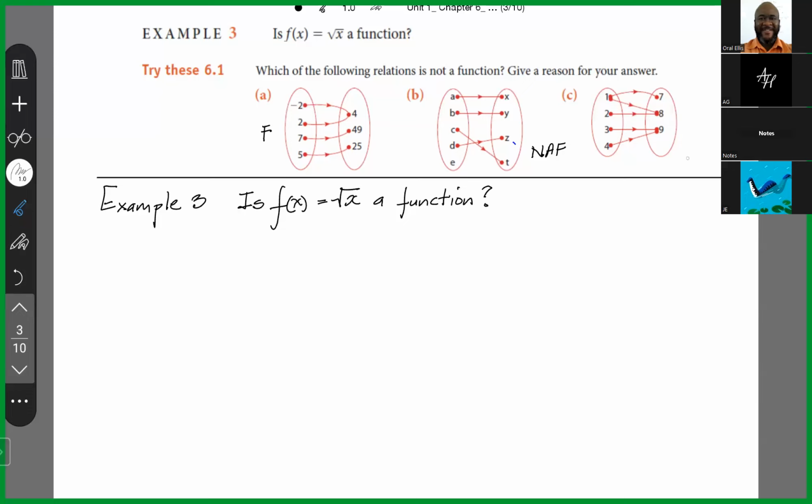C is also not a function. Reason: 1 in the domain is mapped to 2 elements in the codomain. And by definition, that is not a function, because a function is a relation in which every element in the domain is mapped to one and only one element in the codomain. So since 1 in the domain of C is mapped to 2 elements in the codomain, C is not a function.